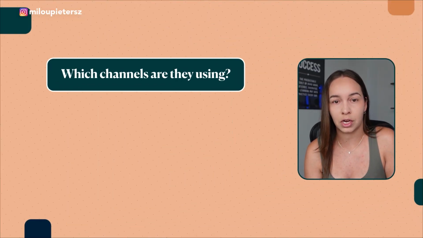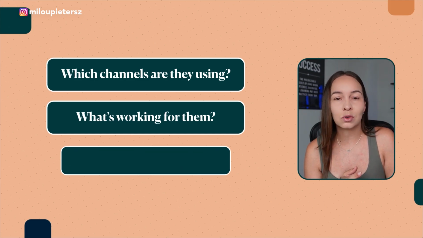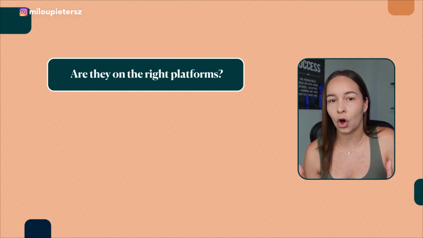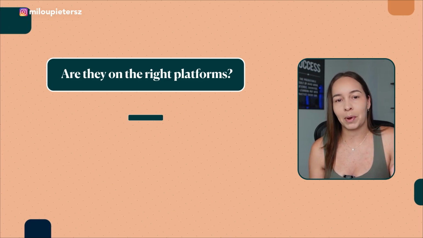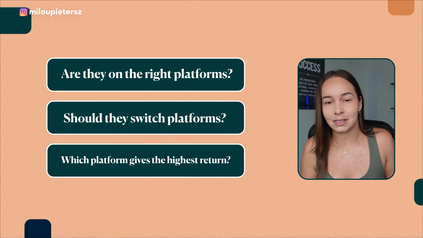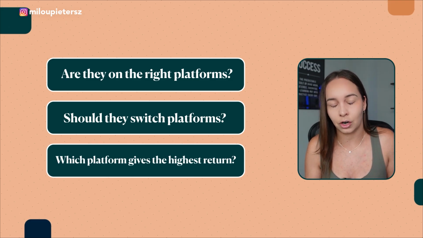Which channels are they using? What's working for them? What isn't working for them? And really combing through to see, are they even on the right platforms? Is it even paying off for them, or should they be switching to another platform? Which platform is giving them the highest return? All of these things you're going to find in an audit to see, okay, we need to update this, we need to update that. And it gives a lot of low-hanging fruit with instant changes that a brand or a client can make.